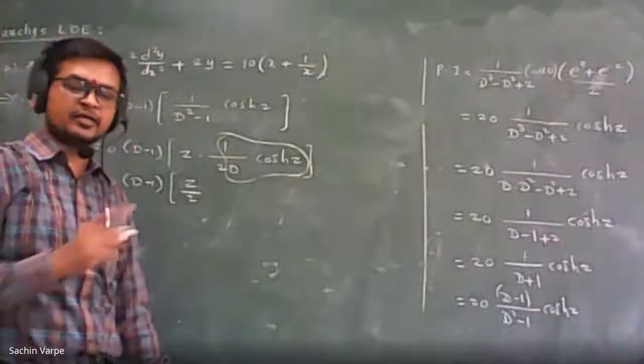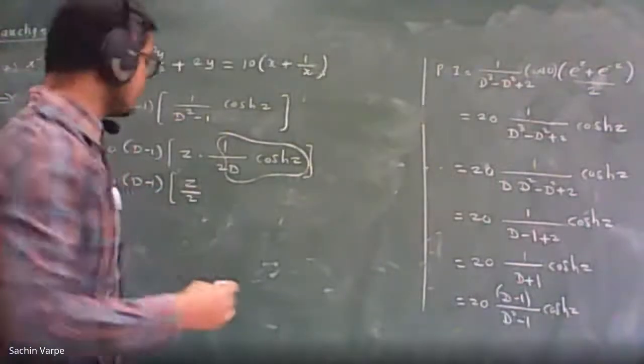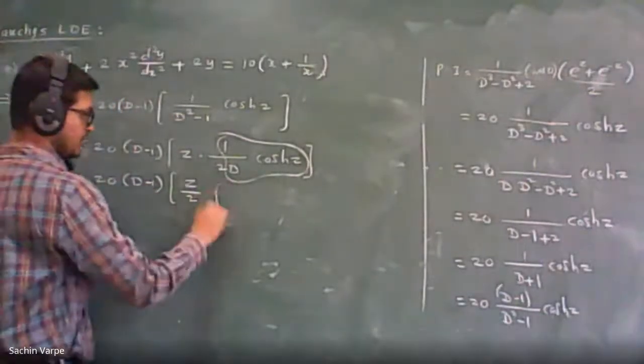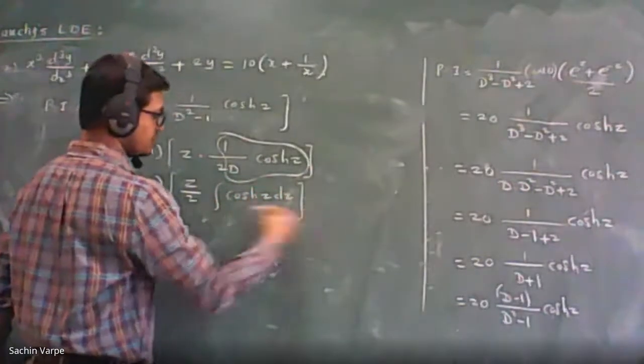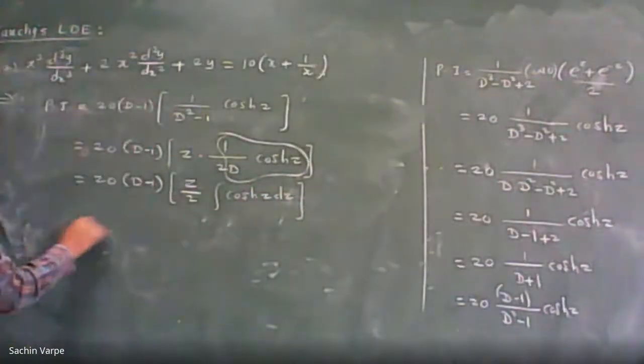So that is 20 into D minus 1 z into, or z by 2 I can write, z by 2 into 1 upon D of hyperbolic cos z. What does 1 upon D mean? D means derivative. So 1 upon D means integration. Integration of hyperbolic cos z with respect to z. So what is the integration of hyperbolic cos z?